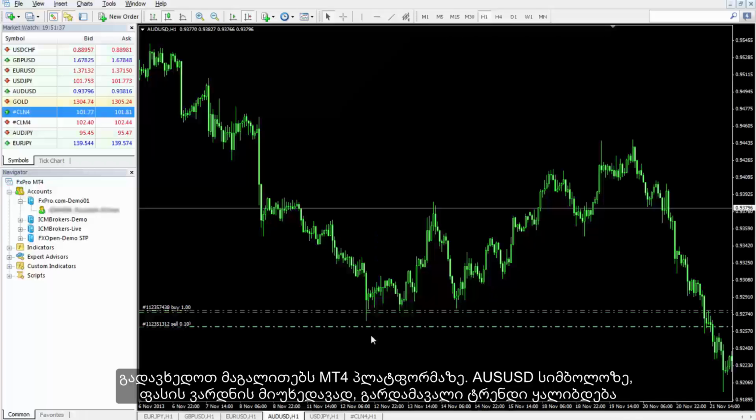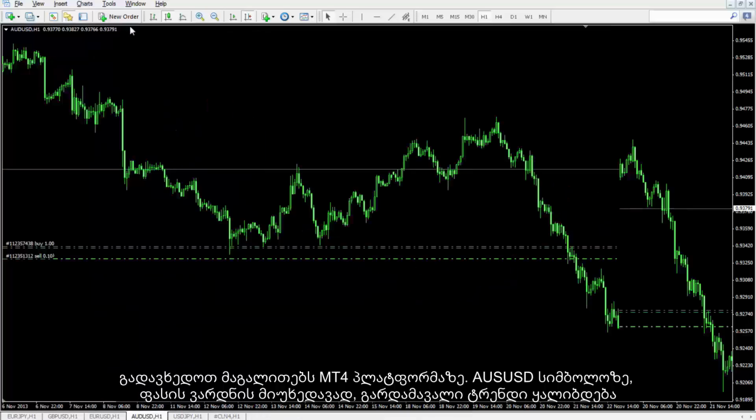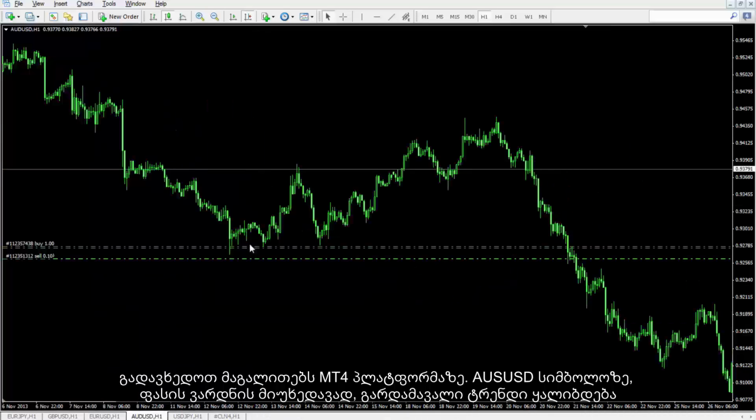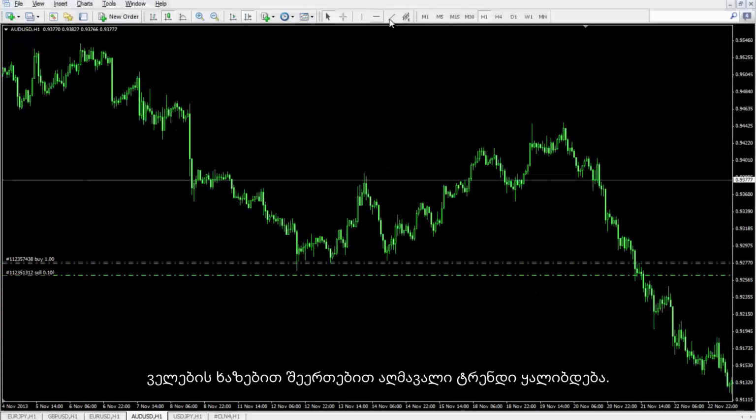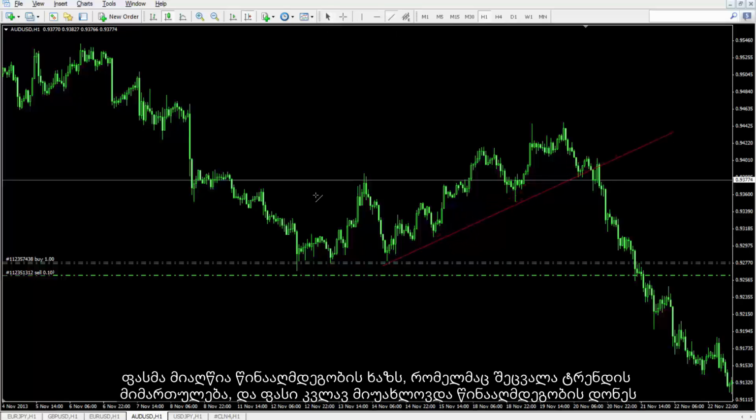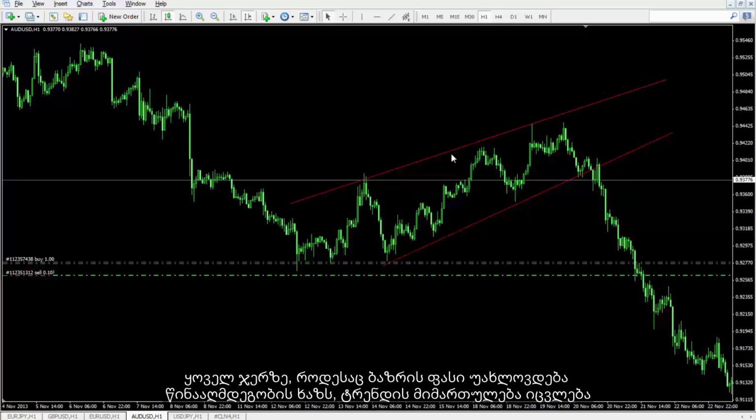Reviewing some examples on the MetaTrader 4 platform would be useful. On the Australian dollar versus US dollar symbol, despite the price decline, a transient ascendant trend is formed. By connecting valleys with a line, a rising trend is formed, in which market price moved. Price has reached the resistance line, which altered the trend direction, then price has met the resistance level again. Each time market price met the resistance line, trend direction has changed.